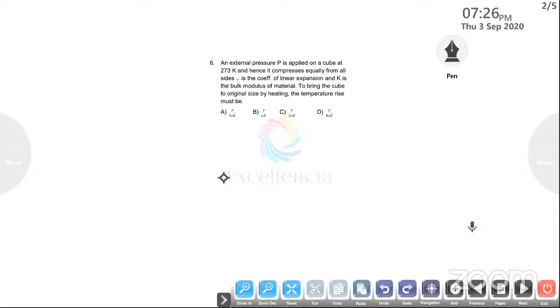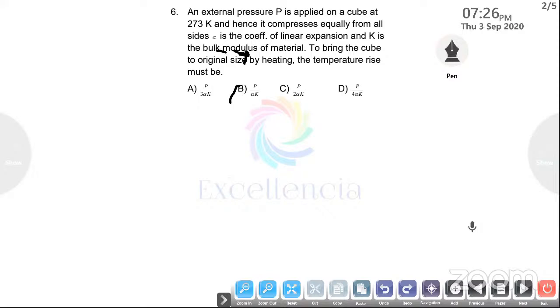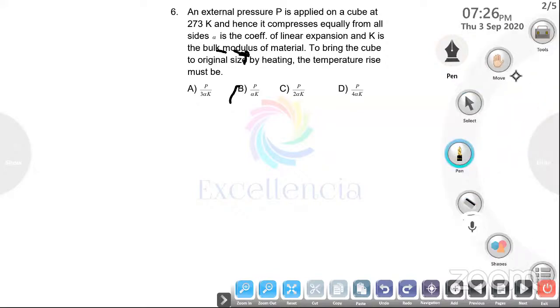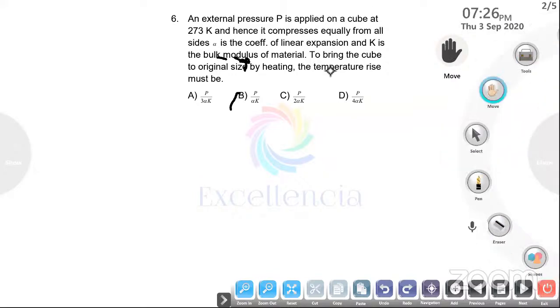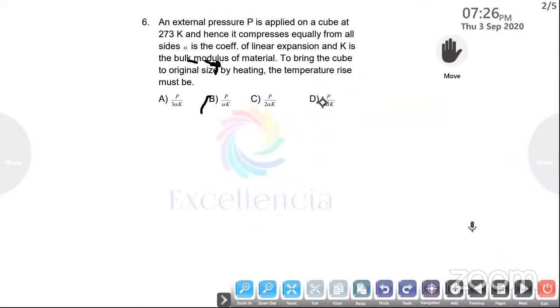Now let us see the question which is based on surface tension. This is based on surface tension. It is a surface tension. Yes, sir, it is based on thermal properties. The next question is based on surface tension. Let us see that. Yes. Here Young's modulus also, here bulk modulus also included here.